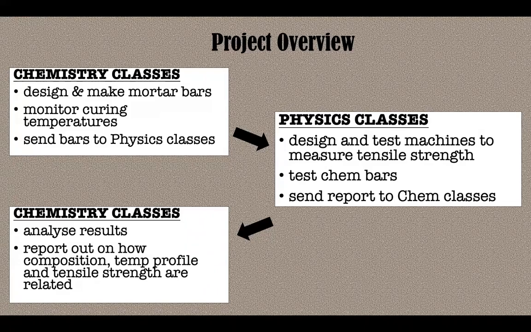The chemistry classes then took their temperature data, their composition data, the strength data, and tried to make some claims about how the curing temperature and the composition and the tensile strength were related. So this was a cross-disciplinary project. I was the only one teaching this particular level of physics, but there were 2 of us teaching chemistry that shared it. So we had 4 chemistry classes and 2 physics classes participating in the project.